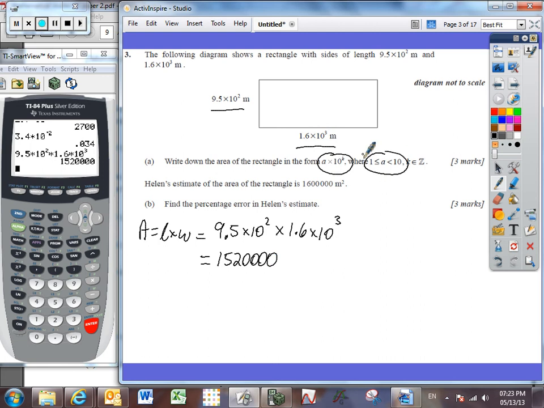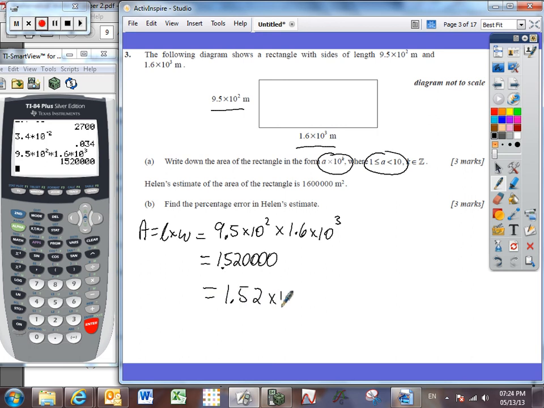Now we need to express this in the form a times 10 to the k, where a is some number between 1 and 10. So let's move the decimal from the end of the number, because this is a big number, right? So the decimal's at the end. Let's move the decimal over. 1, 2, 3, 4, 5. I'm going to move it right there, because 1.52, that's a number between 1 and 10. If I had left it here, I'd have 15.2. It's too big. Or if I'd moved it all the way here, 0.152. It's too small. So this is going to be the number, 1.52.